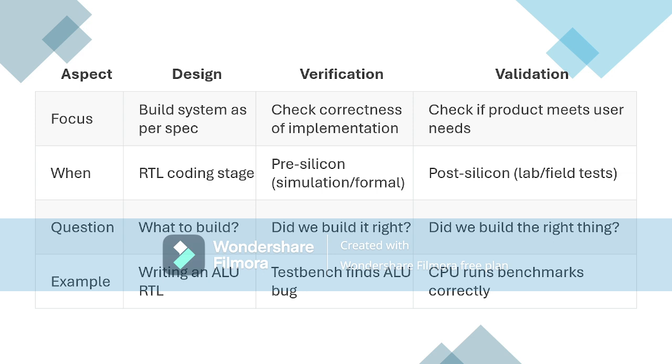In validation we will have lab testing, which is a physical thing, post-silicon. So once the silicon fabrication is done, we do this step last. What we have to question in these differences is: in design, we ask what to build. It is the first step, the scratch step of the process, what you want to build. In verification, it's did we build it right, did we create it correctly or not, verifying the product. And then validation asks, did we build the right thing or not.